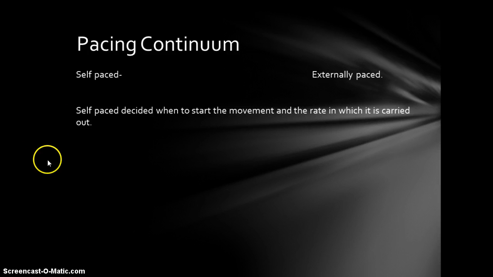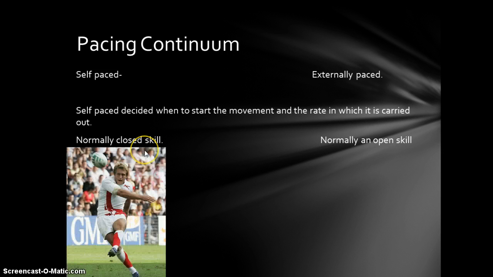So what that means is self-paced, you decide when it starts, and for the most part you decide when the skill is actually finished. You determine the pace of the skill as you're carrying it out as well. So normally that would be a closed skill. So let's have a think about that. A closed skill is one that we control. So we would also control the pace of this.